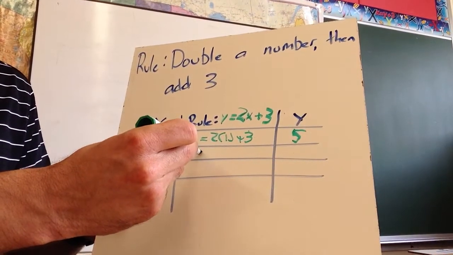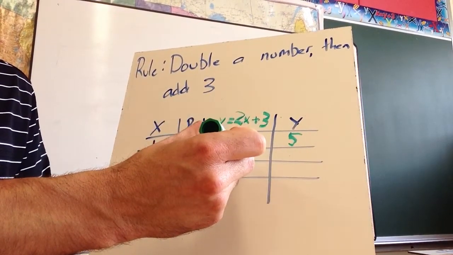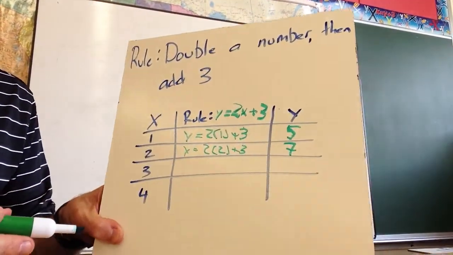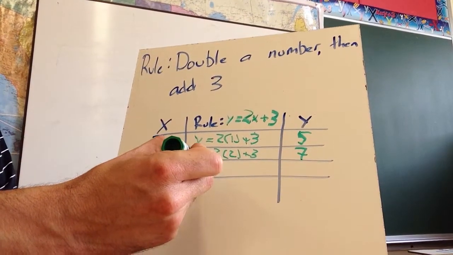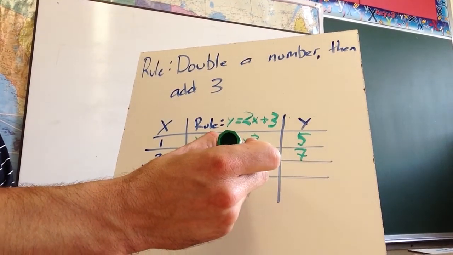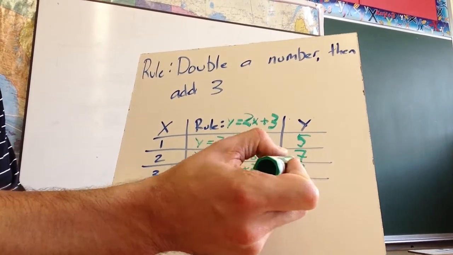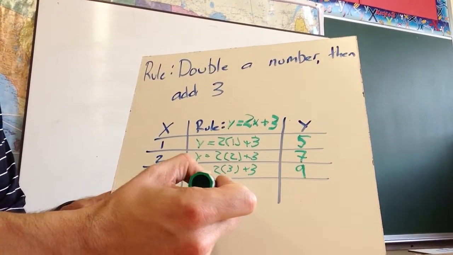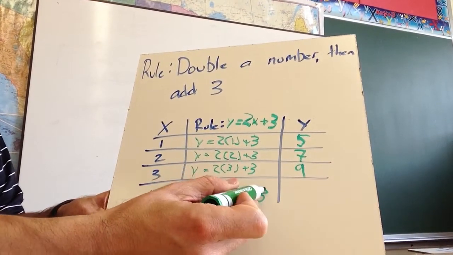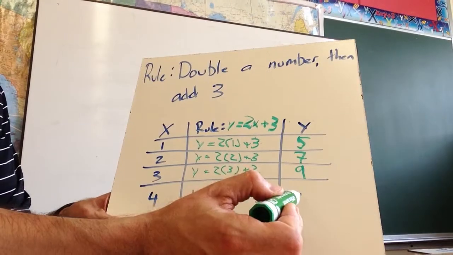For this one, y equals 2 times, I'm substituting a 2 in now for x, plus 3. 2 times 2 is 4, plus 3 is 7. You can probably see this pattern, but this is going to be 2 times, I'm substituting in a 3, plus 3. 2 times 3 is 6, plus 3 is 9. And finally, I'm going to substitute in a 4 for x. 2 times 4 is 8, plus 3 is 11.